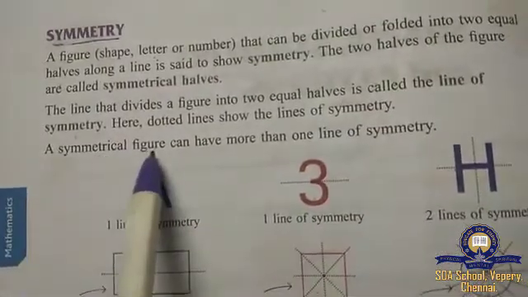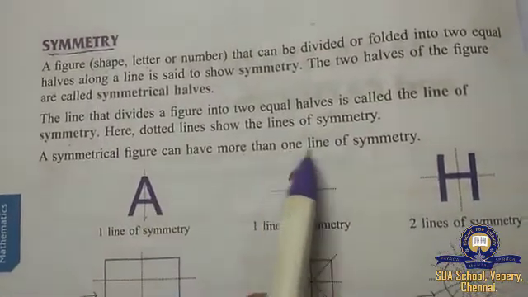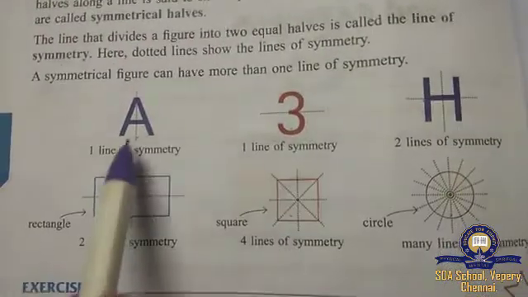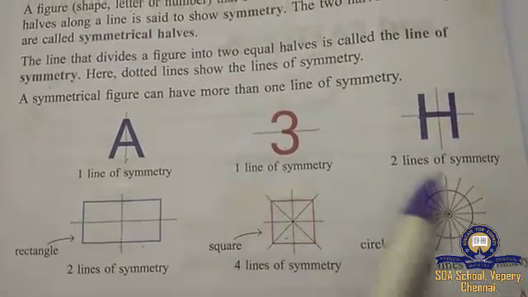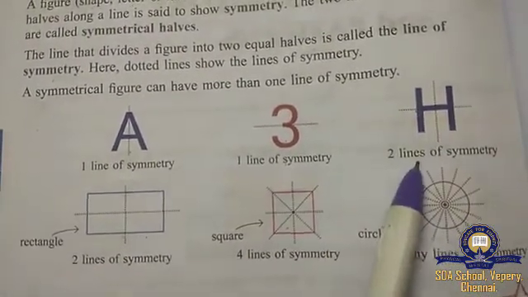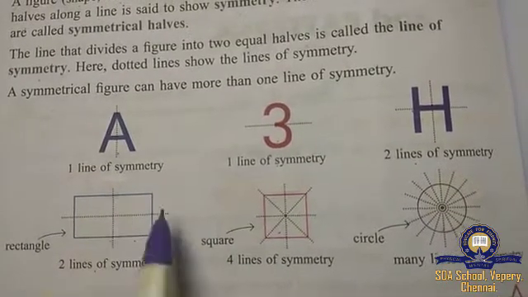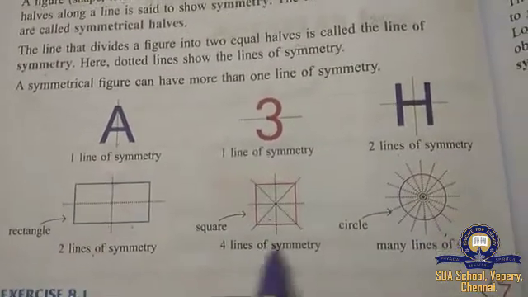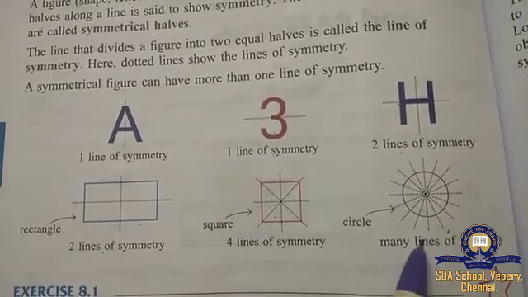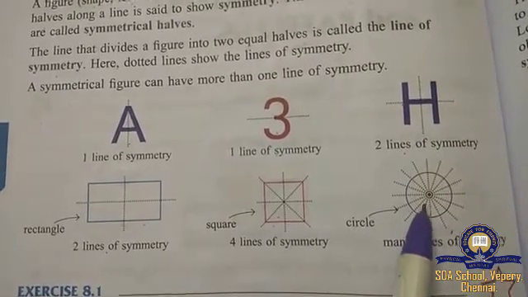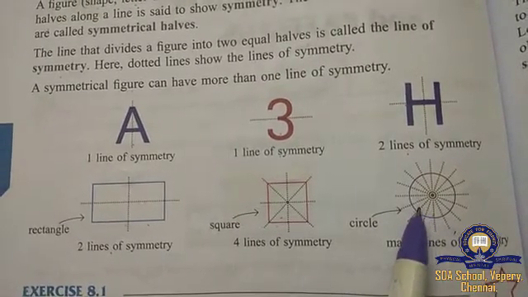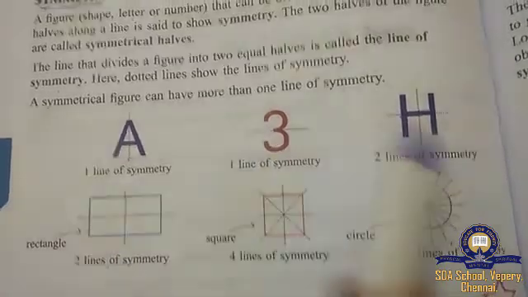A symmetrical figure can have more than one line of symmetry. See, in this one, 1. Here, 1. But in H, we can see 2 lines of symmetry. And in the rectangle, you can see 2 lines of symmetry, 1 and 2. And here, 4 lines of symmetry in square. And in circle, we can find many lines of symmetry. Okay, children, so these are the lines of symmetry.